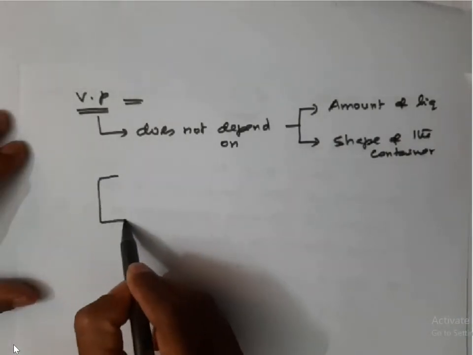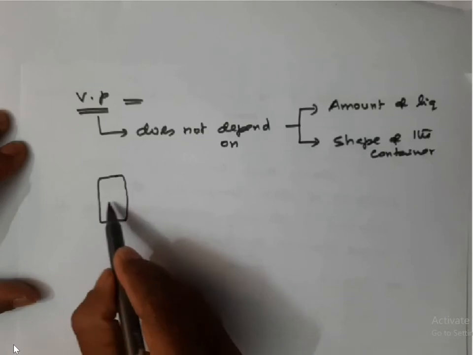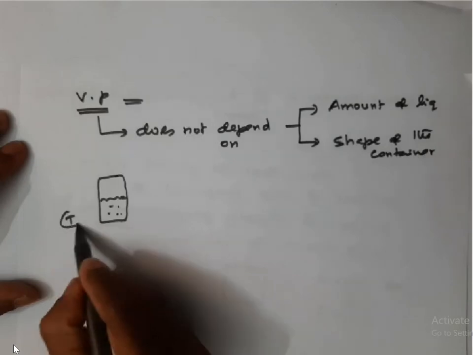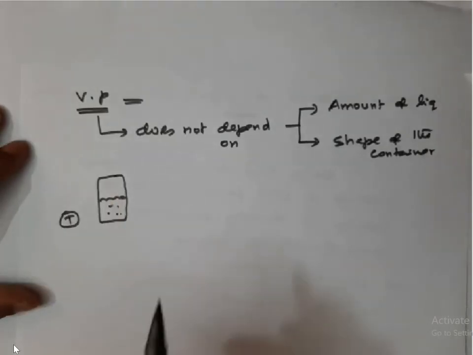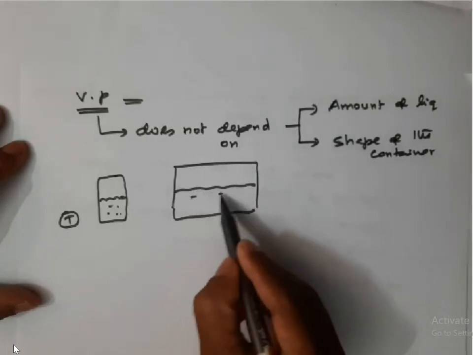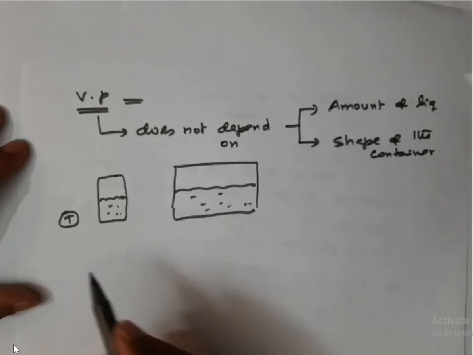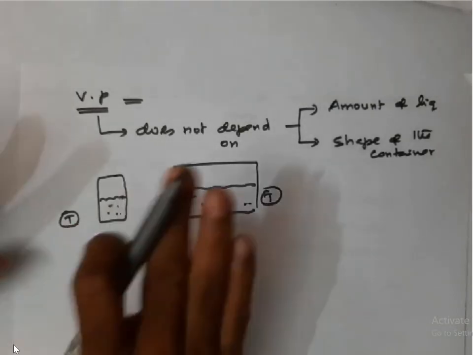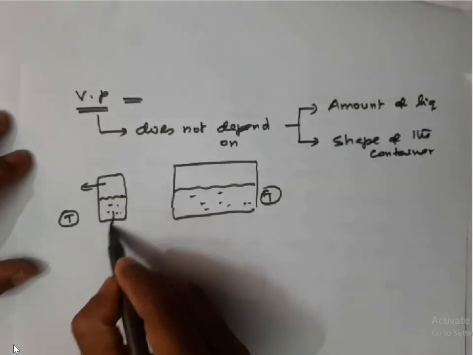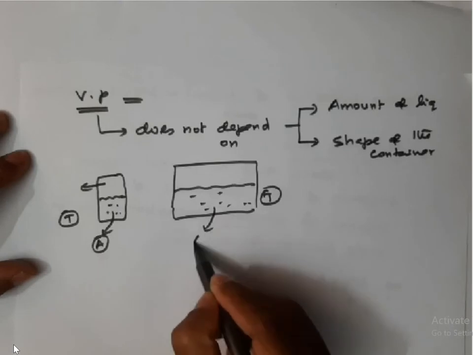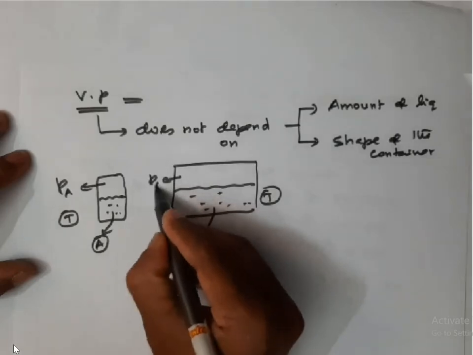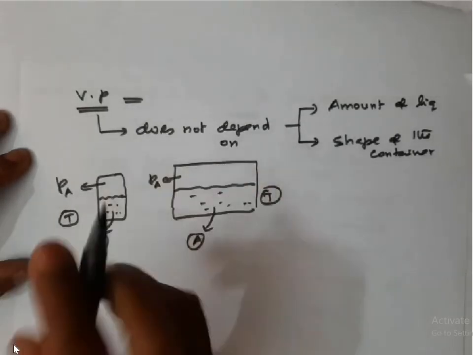Suppose I take a liquid in a small vessel, some small amount of liquid. Assume the temperature is constant, and I take another container which consists of a large amount of liquid, the same liquid, but the temperature is the same for the two. As long as the temperature is the same, the vapor pressure of liquid A here and the vapor pressure of liquid A here, both these pressures should be the same. These two are one and the same.